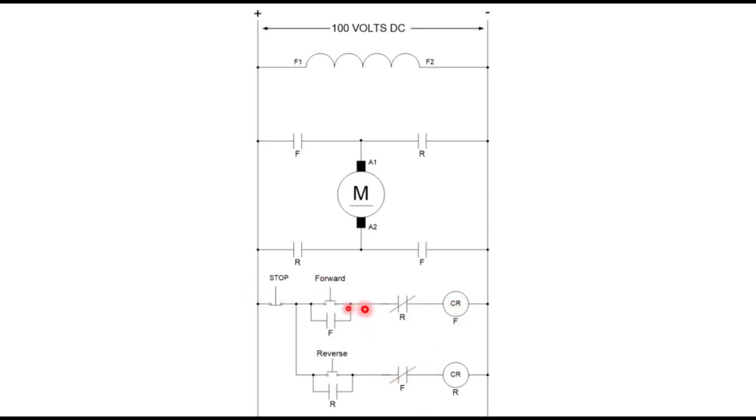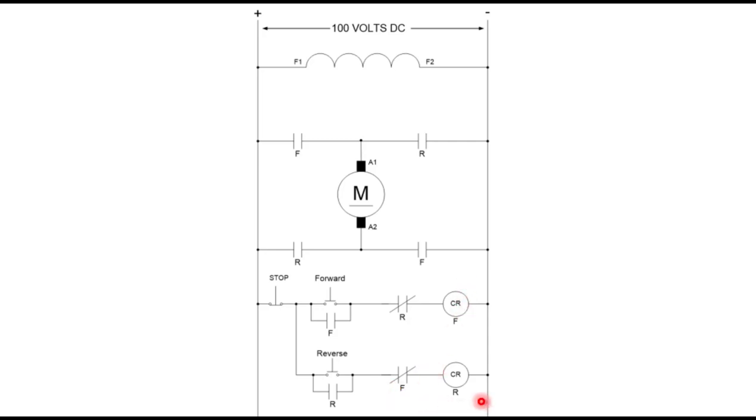So I push the forward button, this picks up, and this seals it in, and my F contacts close, which allows the current to flow this way. It can't go that way, that's a dead end. Flow from A1 to A2, and then out, back around. So my path is like that. And it's sealed in. It's going to stay running until I hit the stop button. That's going to stop the current flow into this relay, and it'll drop out or de-energize.